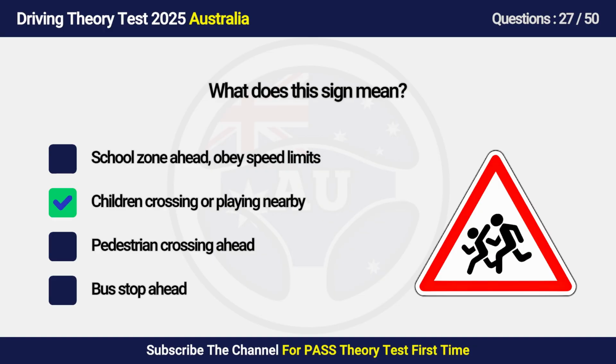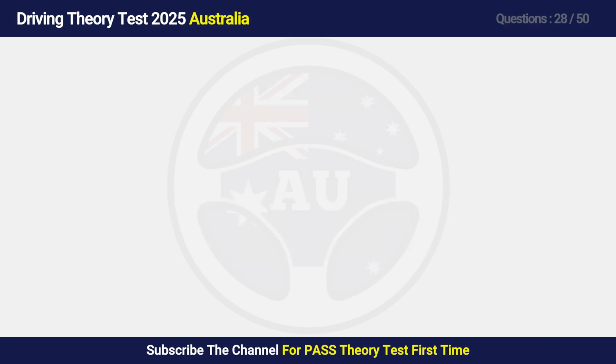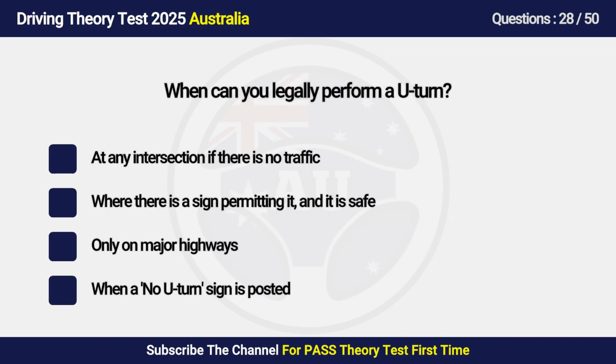Answer is B, children crossing or playing nearby. This warning sign indicates that children may be present, often near schools, parks, or residential areas. Drivers should reduce speed and be extra vigilant. Question 28. When can you legally perform a U-turn?